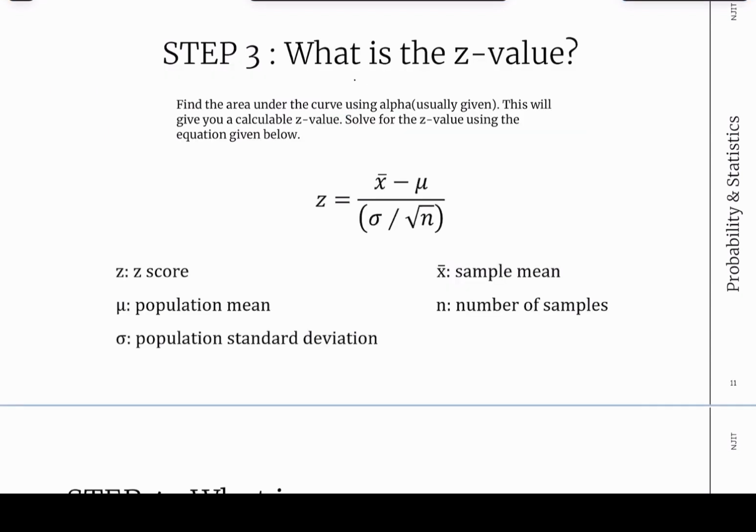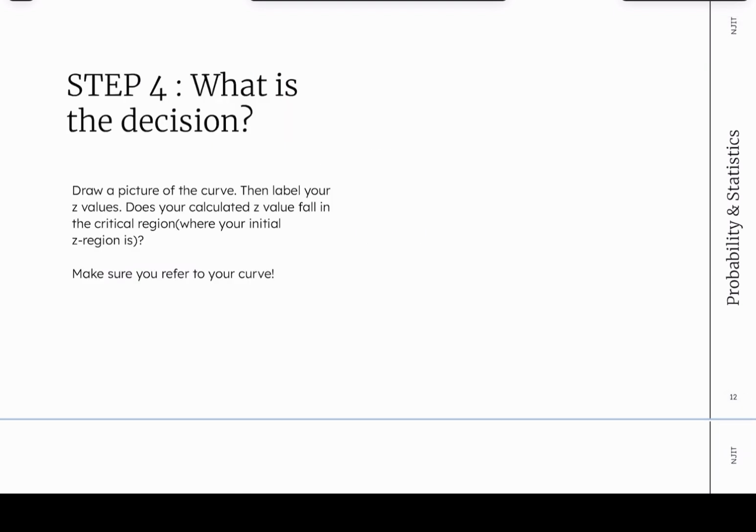So after we find the area under the curve using alpha, which we already mentioned was 1 minus alpha, this is going to give you a calculable z-value, and then you're able to solve for a different z-value. I know the wording is a little bit off here, but you would solve for a tested z-value using this equation right here. Make your decision here, draw a picture of the curve, which would usually look like this.